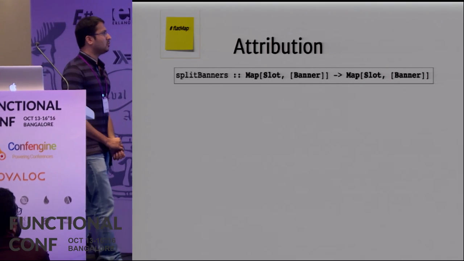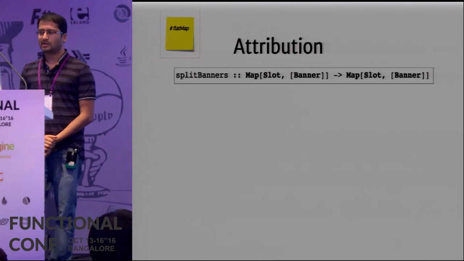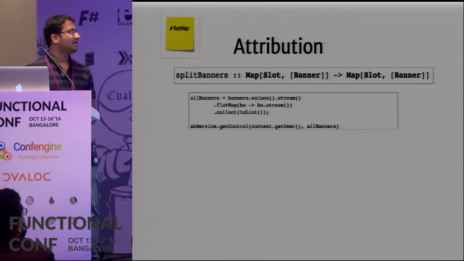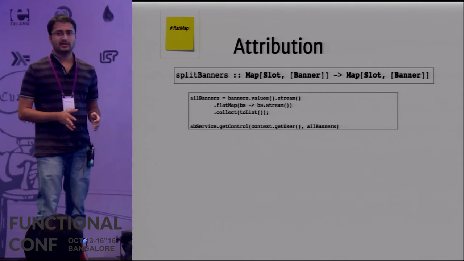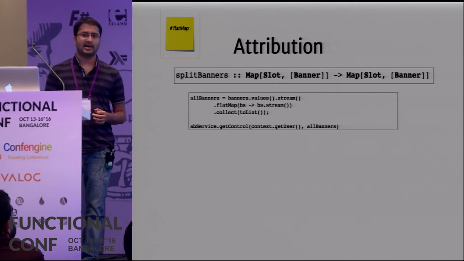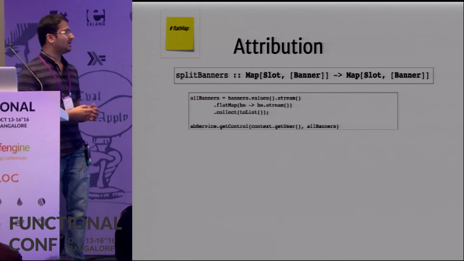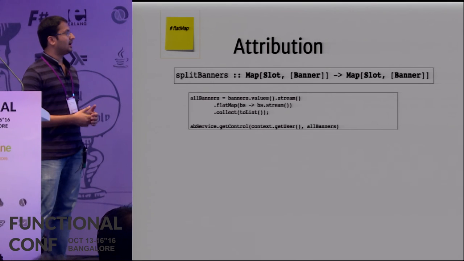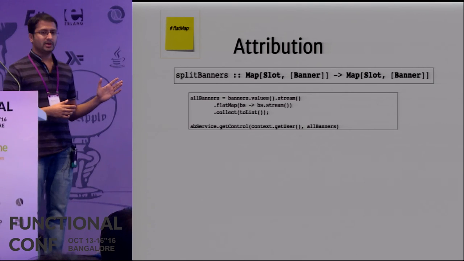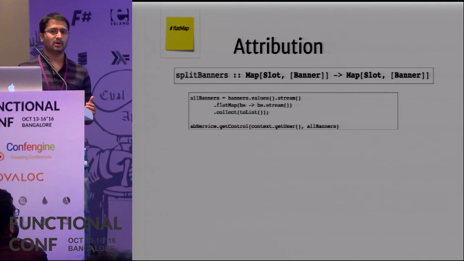The type signature for attribution looks something like this. It takes a list of banners as input per slot and returns a list of filtered banners as output for the same slot. Let's just say, for example, that you have an AB service in place, and it is quite expensive to call the AB service once for every banner, and you want to do it together for all of your banners. One simple way to do this is to take all the banners from all the slots, flat map it, and then pass the list of banners to the AB service. What FlatMap is doing here is to convert a list of lists of banners into a list of banners so that you can directly call the AB service only once.